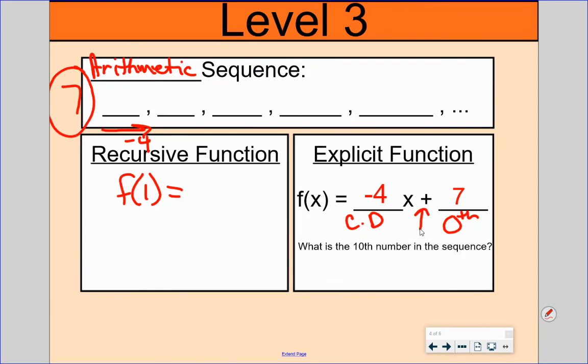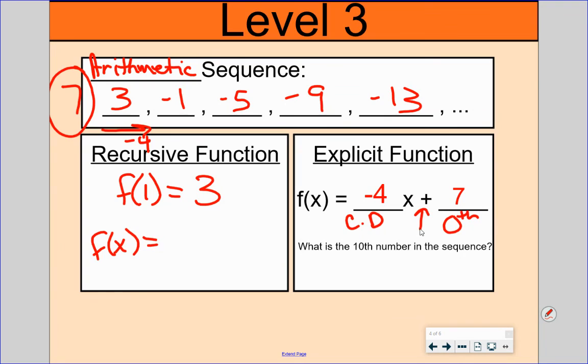7 minus 4 is 3. 3 minus 4 is -1. -1 minus 4 is -5. Negative 5 minus 4 is negative 9, and negative 9 minus 4 is negative 13. So we have filled in our sequence up here. We can also write our recursive function now. We know what the first term is, 3, and then for any term in the sequence, we take the term before it, and we subtract 4 every time.